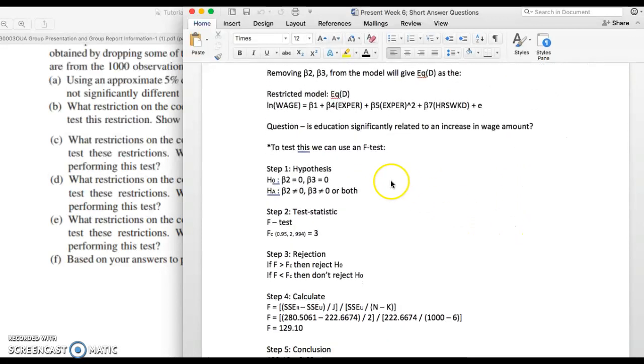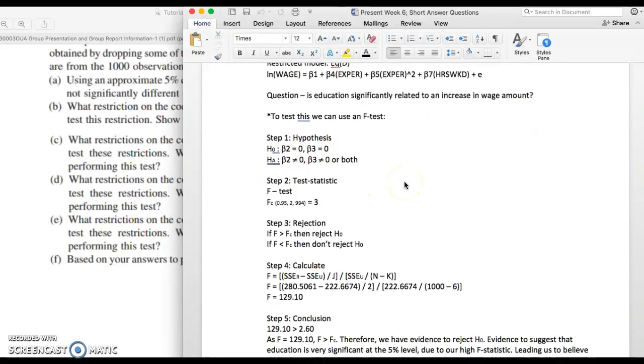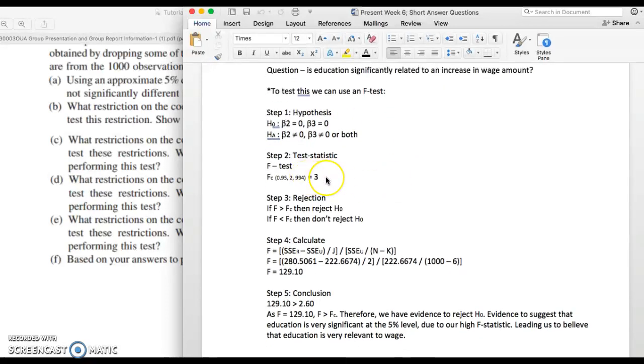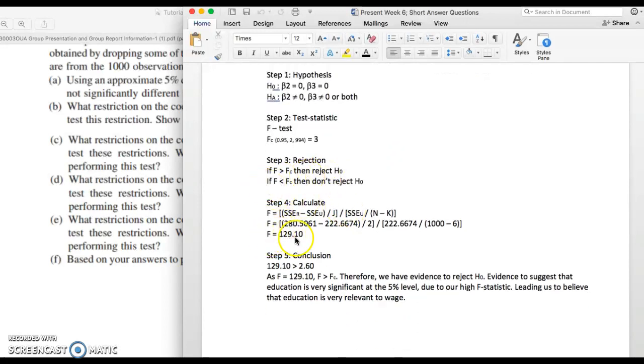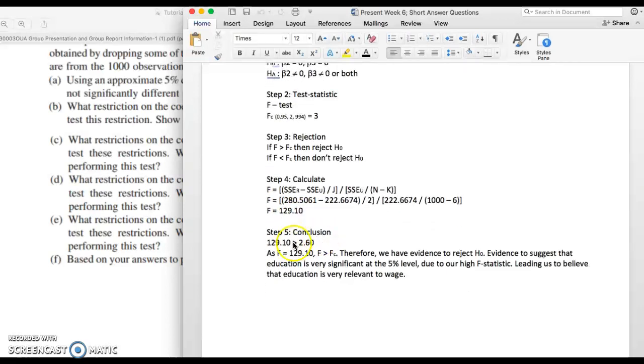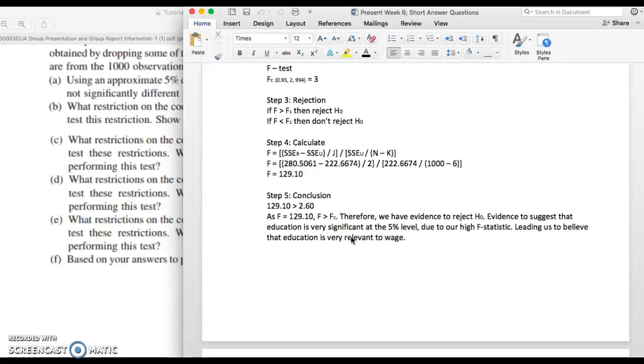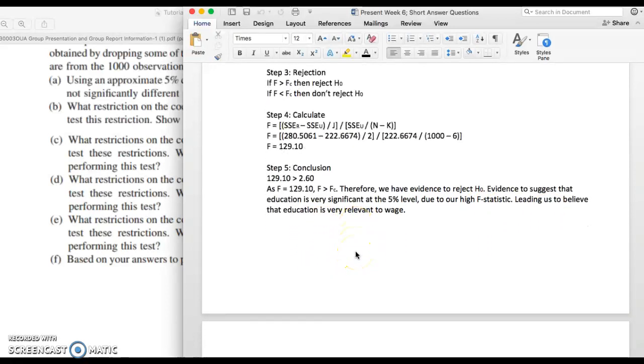We're going to have to use an F-test again, as we're testing two separate variables there. So our F critical value is 3, run through the same again. We end up with an F statistic, an F value of 129.10, which is considerably larger than the F critical value there. So therefore we do have quite significant evidence to reject the null hypothesis. So the evidence does suggest that education is very significant at the 5% level, leading us to believe that education is essentially very relevant to wage.